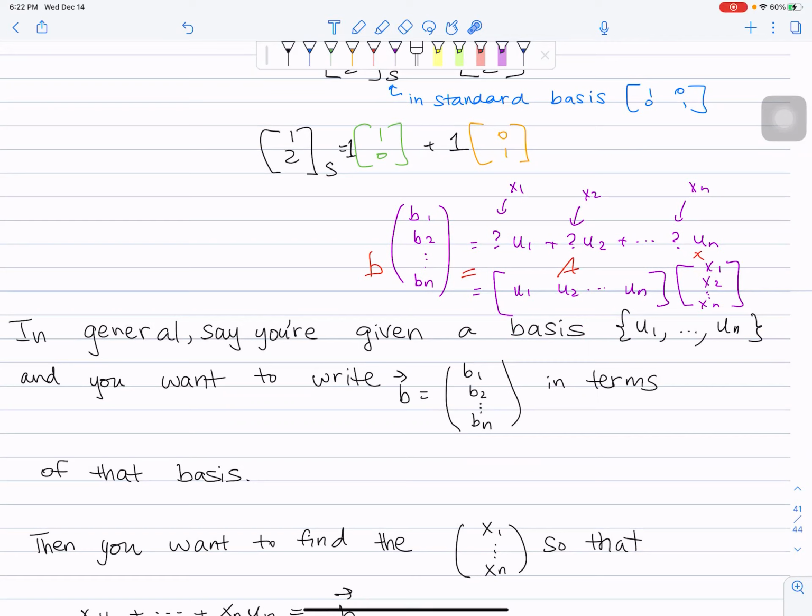Yes, sorry. So in the standard basis, (1, 2) should be 1 times (1, 0) plus 2 times (0, 1). So 1 times the I vector plus 2 times the J vector is (1, 2).